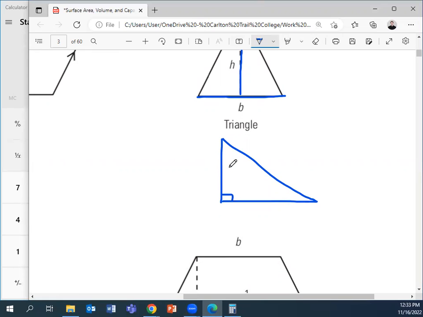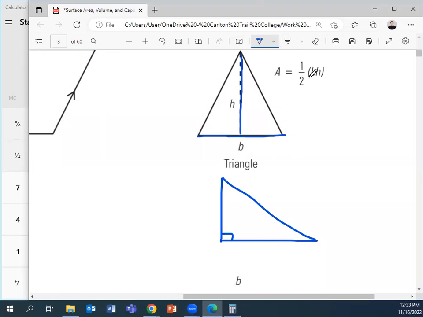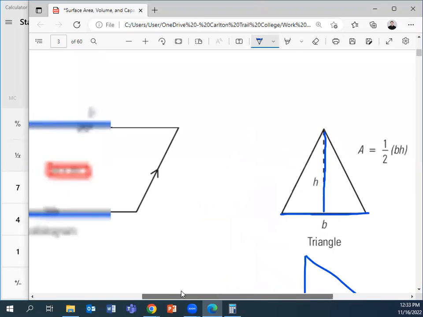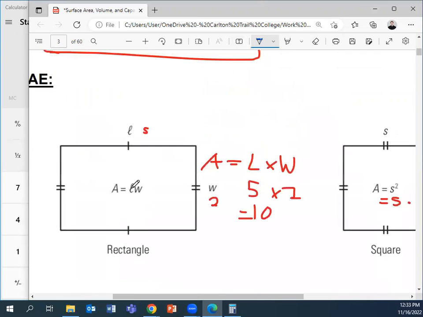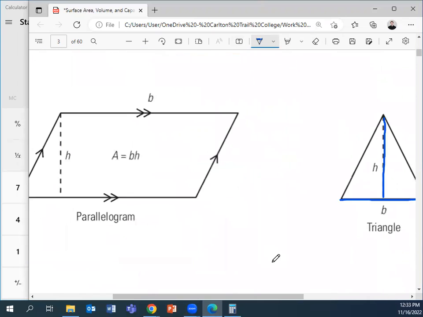So this is a triangle, right? So again, you don't notice this. Pretend this 1/2 doesn't exist here. Base times height. That's the same thing as a parallelogram, which is the same thing as a rectangle.